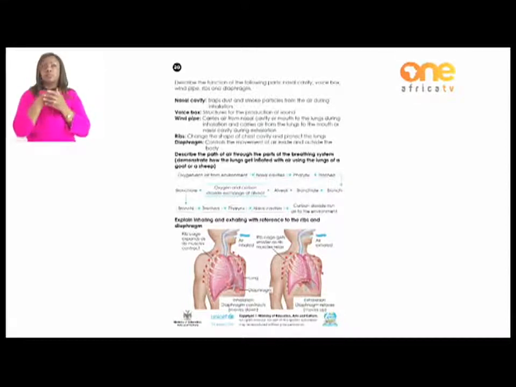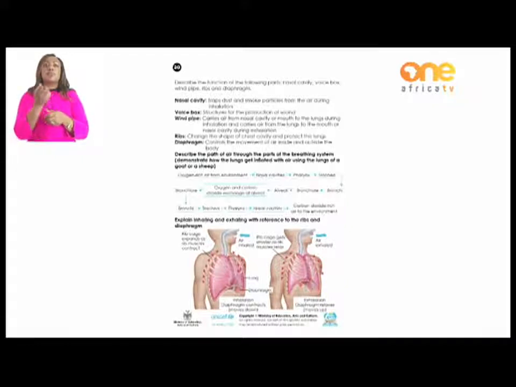Then we have the voice box. The voice box is just there for the production of sound, okay? If I did not have a voice box, you wouldn't hear me speaking, because the voice box is the one that makes sure my sound is produced and comes out as we are hearing it.